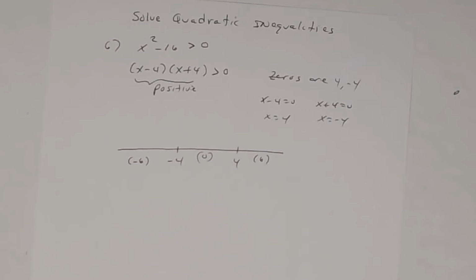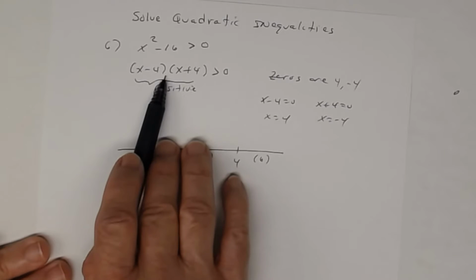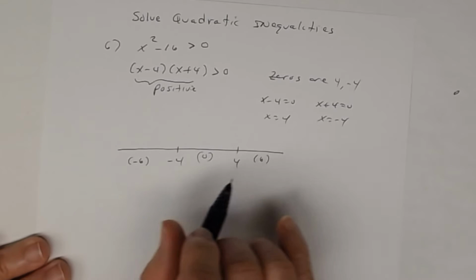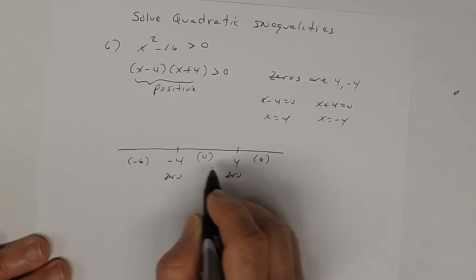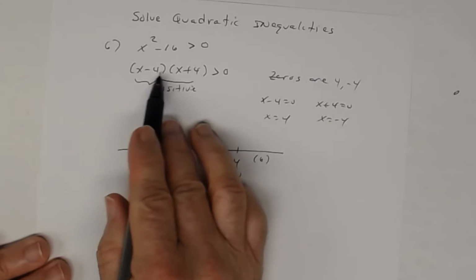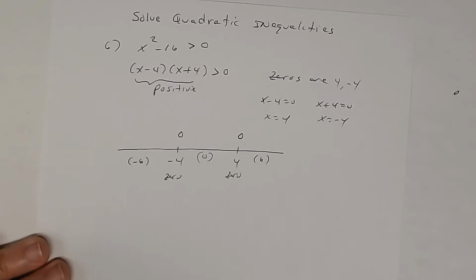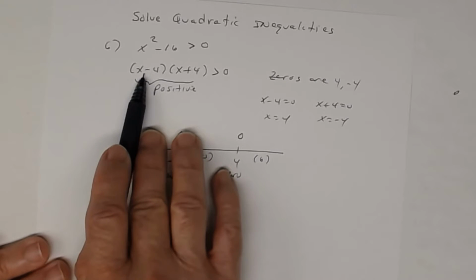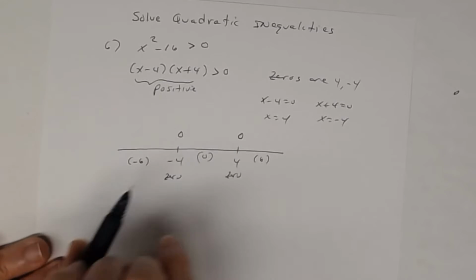Now, once you determine your test points, then you're going to go back here and substitute those test points here to determine if this product's positive or negative. Before I go any further, remember, these are your zeros right here. What does that mean? Well, that means that when x is negative 4, this product is 0. When x is 4, this product is 0. Makes sense, because look, if x is 4, what's 4 minus 4? 0. What's 4 plus 4? 8. 0 times 8 is 0.